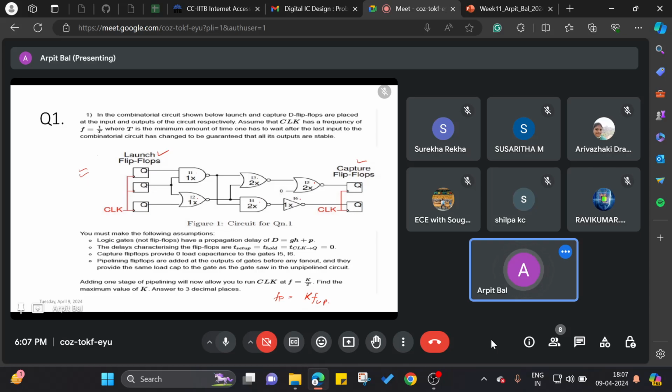Once you have drawn, please let me know. Also note down the drive strength of each gate. Within the gates you can see 1x, 2x being written, right? That will be required to get the propagation delay, so please note them down as well.